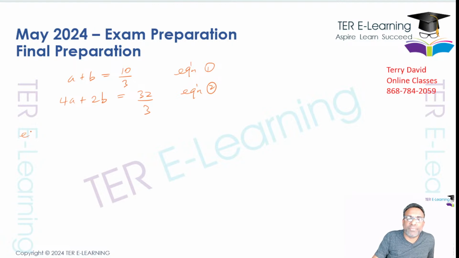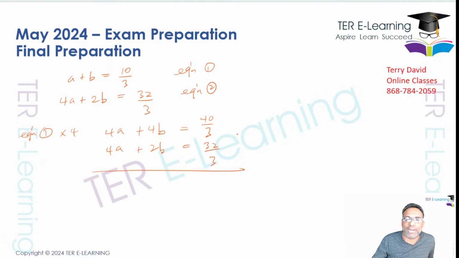What I can do is take the first equation. Let's say I want to eliminate a. I can take the first equation and multiply by 4. So you will end up with 4a plus 4b is equal to 40 over 3. Let's write back the second equation, which is 4a plus 2b is 32 over 3. Now let's subtract these two equations to eliminate a. So you'll end up with 2b is equal to 40 over 3 minus 32 over 3, and you're going to get 8 over 3.